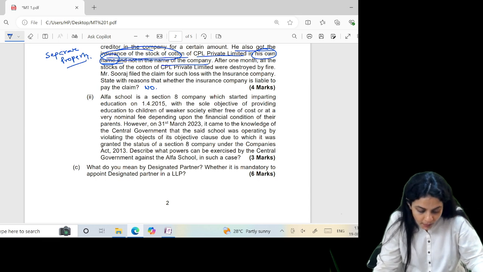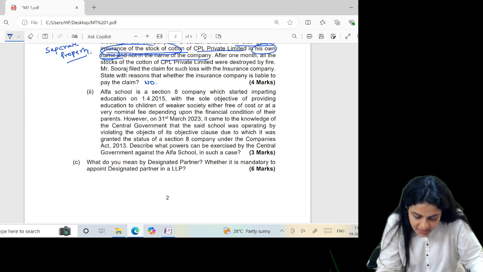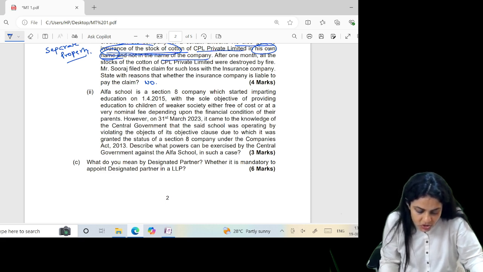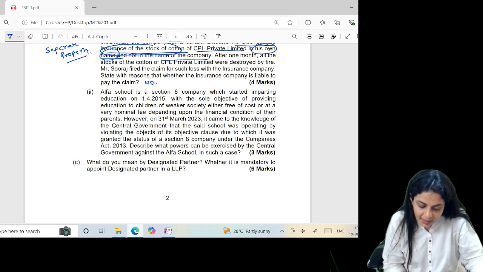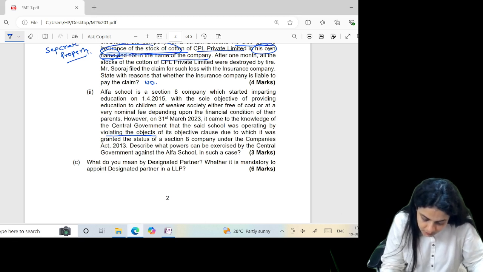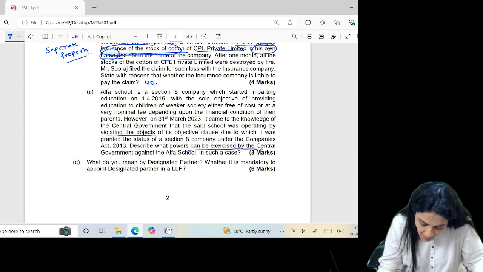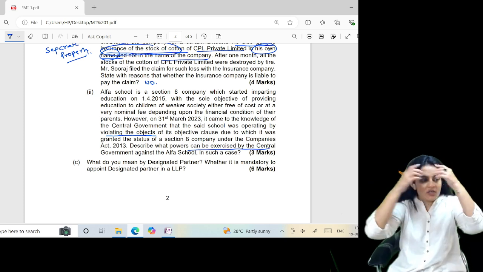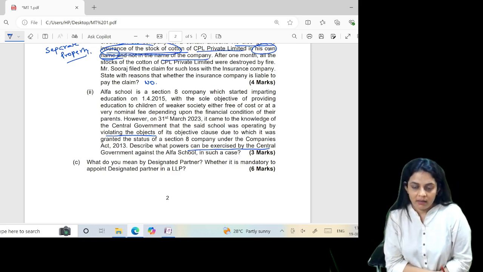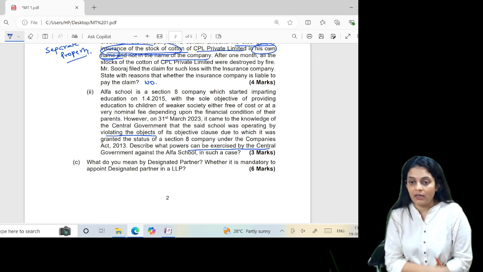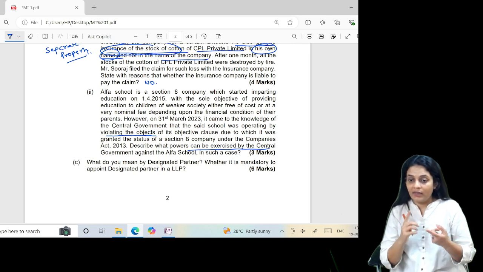That's it. Alpha School is a Section 8 company which started imparting education with the sole objective of providing education to the children of the weaker society either free of cost or at a very nominal fee depending upon the financial condition of their parents. However, it came to the knowledge of the Central Government that the said school was operating by violating the objects. Describe the powers when a Section 8 company violates its objects. In that case the Central Government can revoke the license.